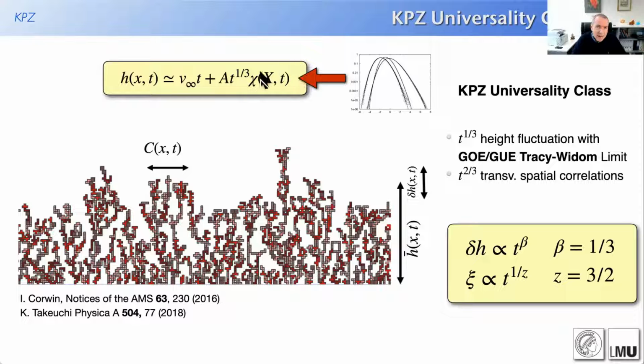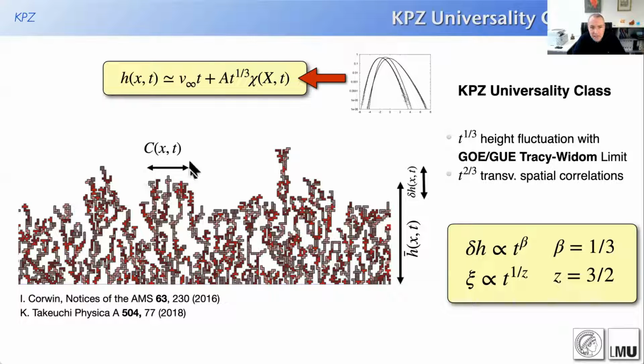And this fluctuating function, this random variable that makes this the stochastic field, this chi here, is drawn from a distribution function. And it's not a Gaussian distribution function here. In this case, it's the so-called Tracy-Widom distribution function, which is characterized by a distinct skewness in the system. So it's, for example, not symmetric, has a finite skewness. So this is something that characterizes this KPZ universality, quite different from Gaussian fluctuations.